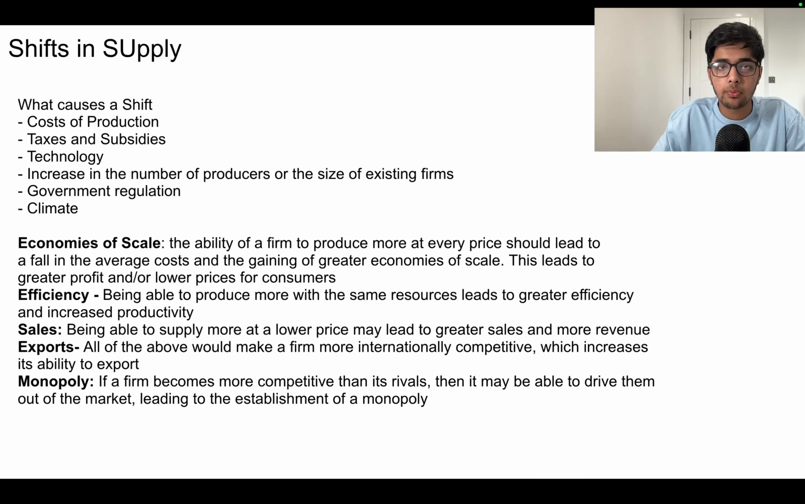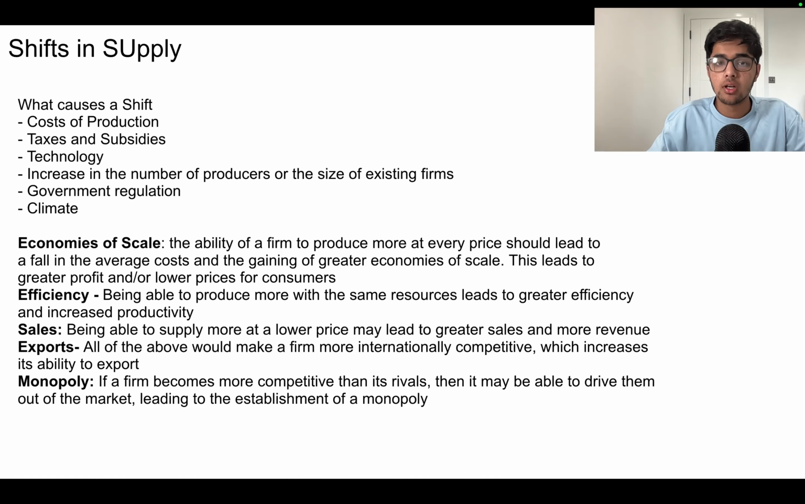Again, shifts in supply can only be caused by non-price factors, whereas movements in supply are caused only by changes in price. Examples of factors that can cause a shift are changes in costs of production, taxes and subsidies, technological advancements, an increase in the number of producers, government regulation, or changes in climate. Below are a few factors that could be changed due to a change in supply.